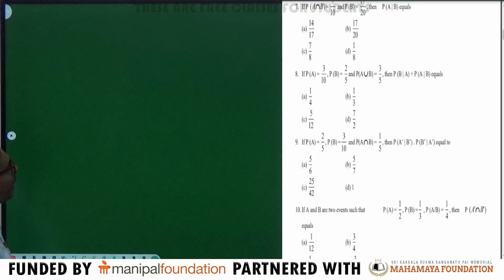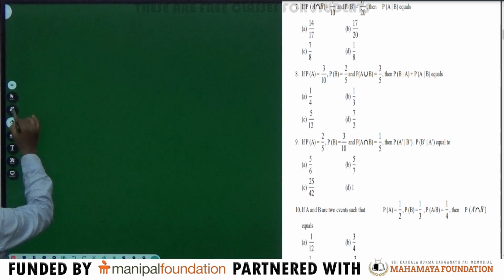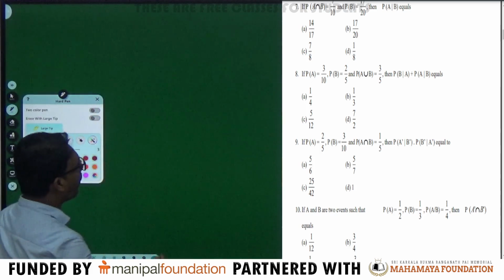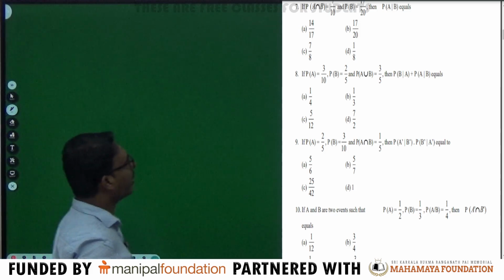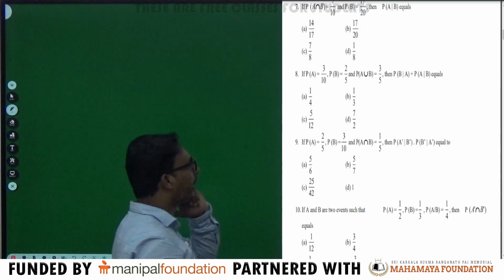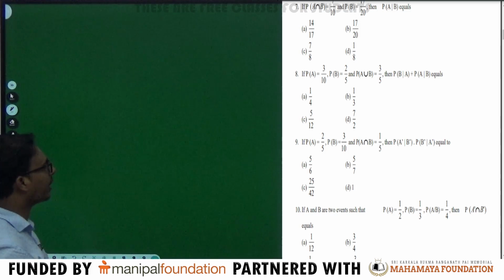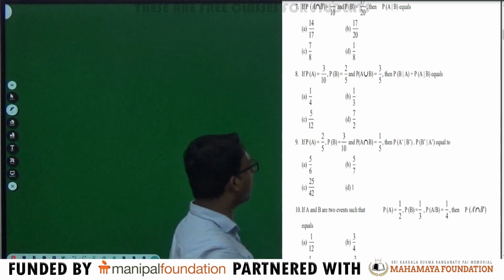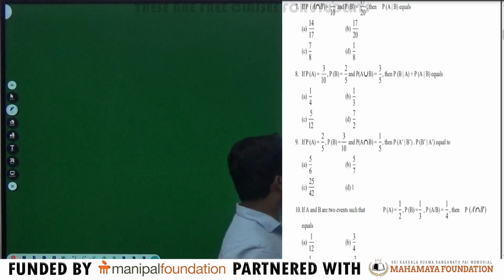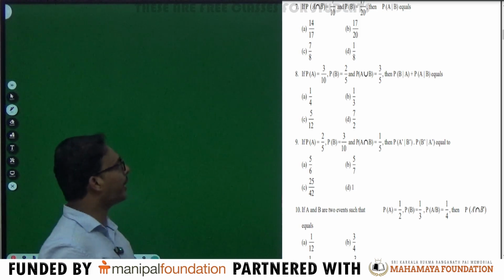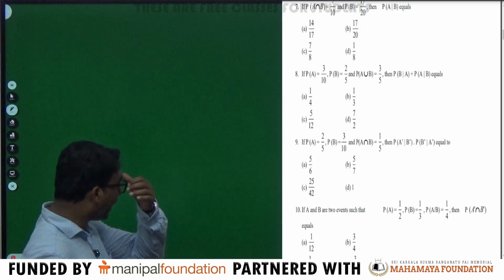Next question number 9. If probability of A is equal to 2 by 5 and the probability of B is equal to 3 by 10 and probability of A intersection B is equal to 1 by 5, then probability of A dash bar B dash into probability of B dash bar A dash is.